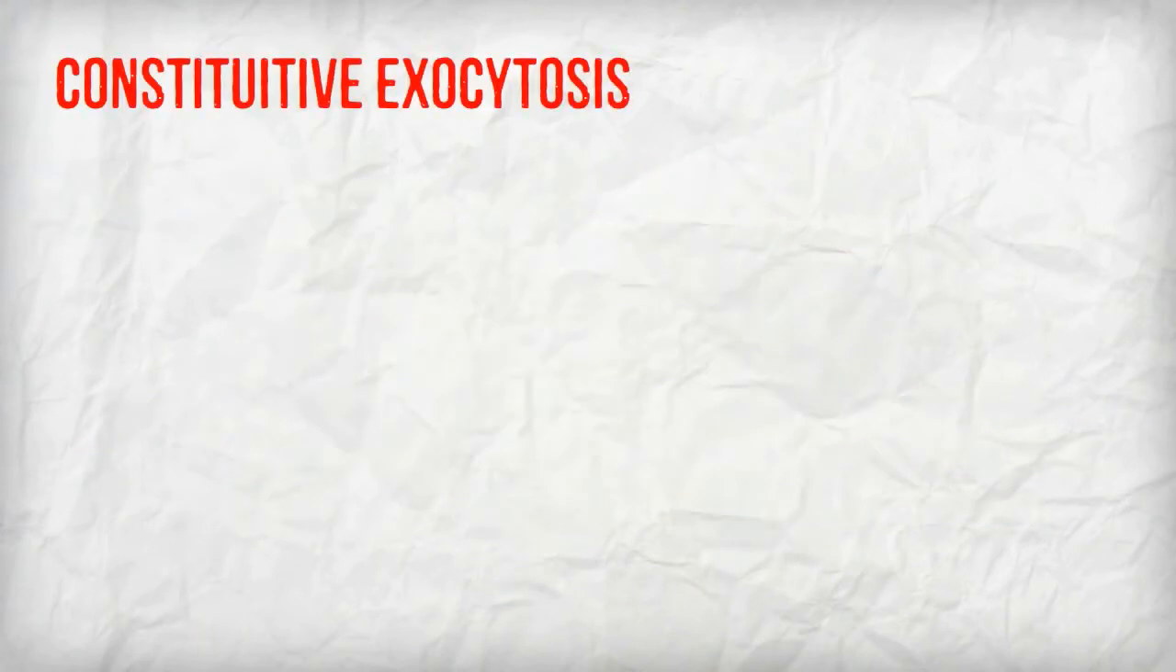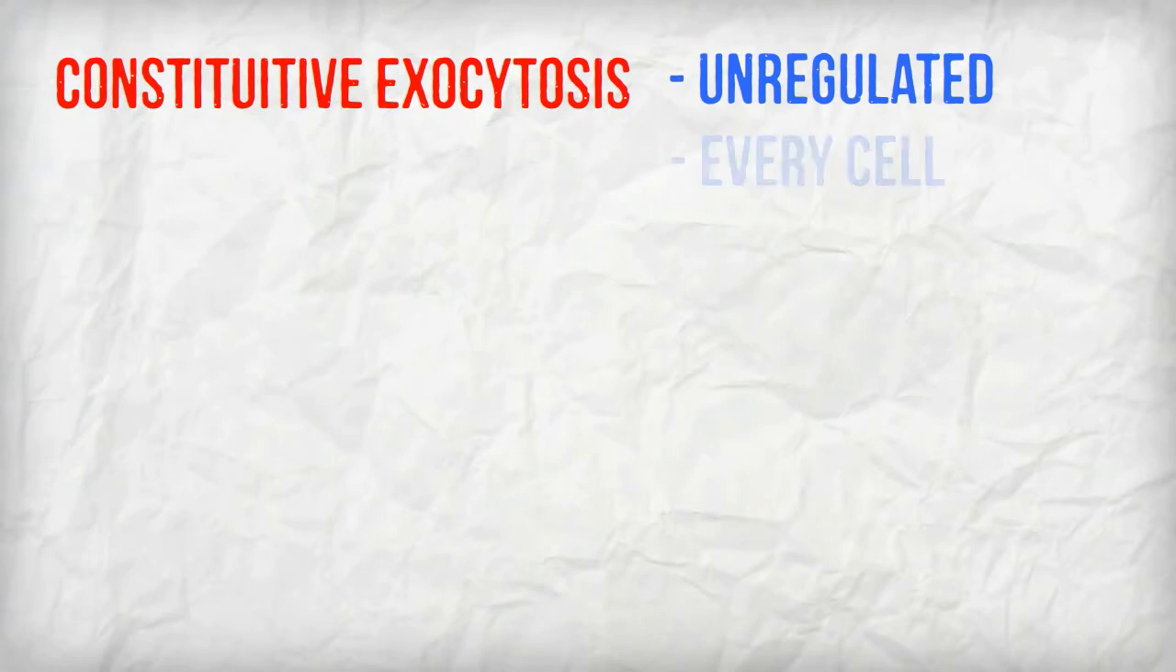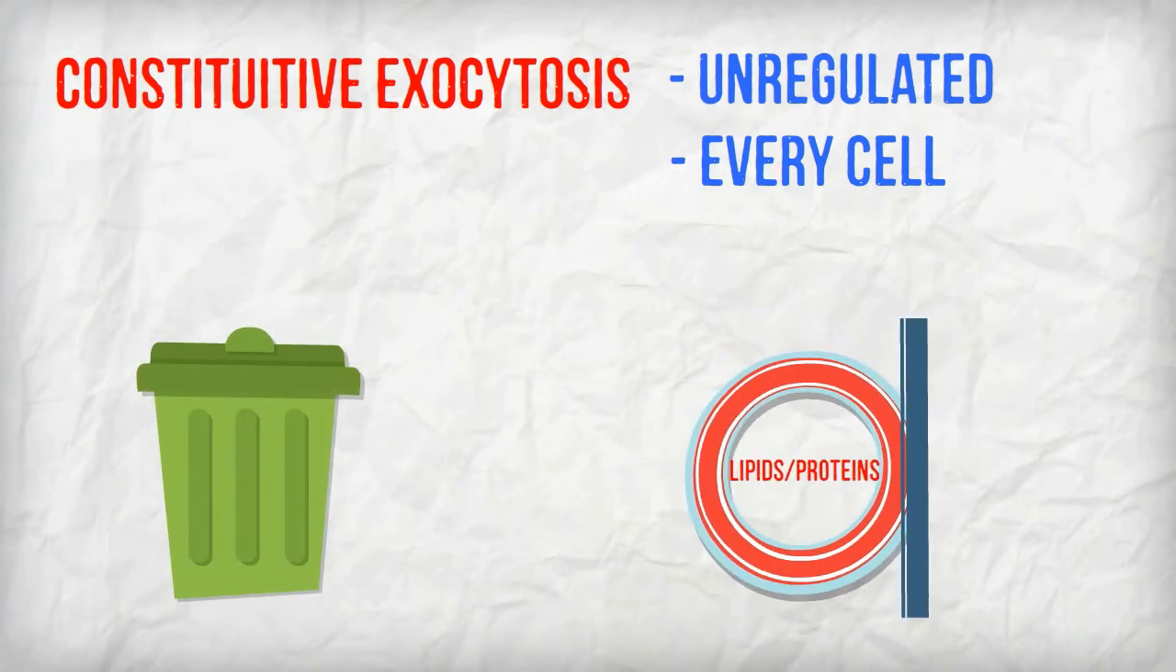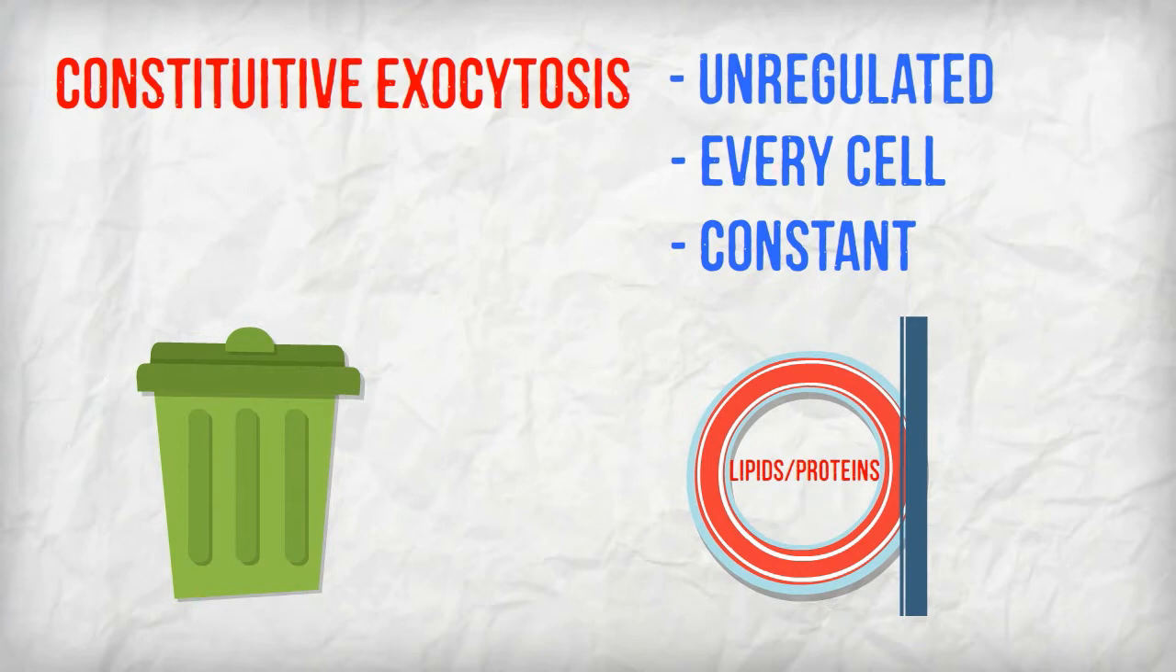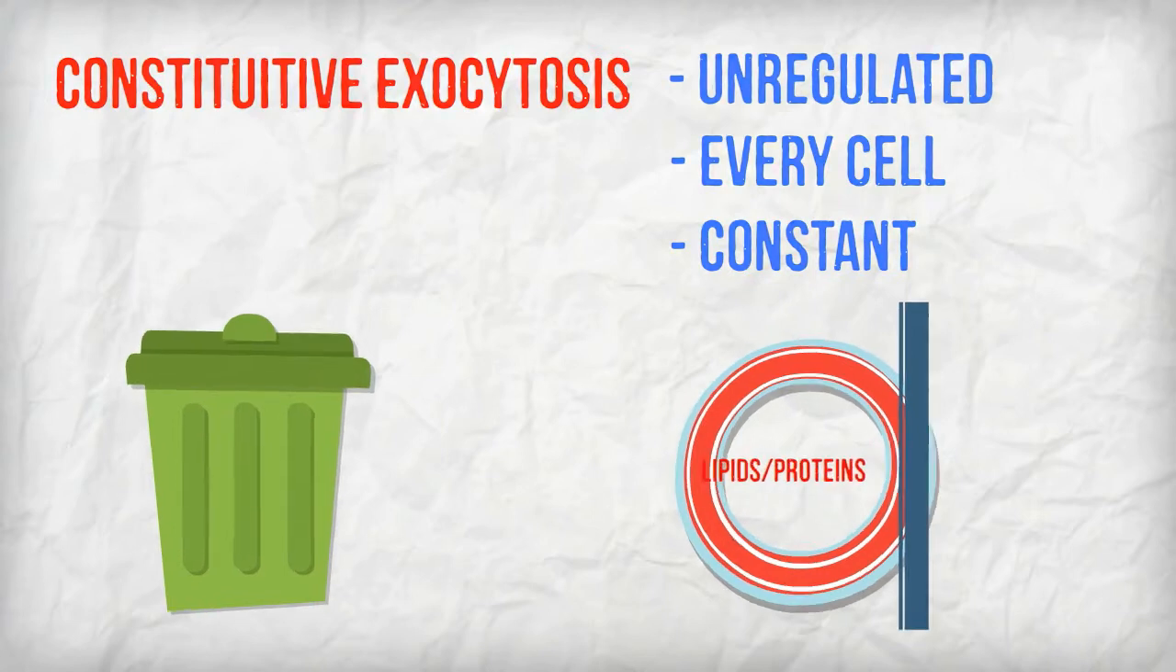Constitutive exocytosis is unregulated and performed in every cell. This type aids toward the functions described earlier of either waste removal or membrane component fusion, post-transport vesicle fusion also. This type therefore constantly occurs, as both functions are continually required for proper cell function.